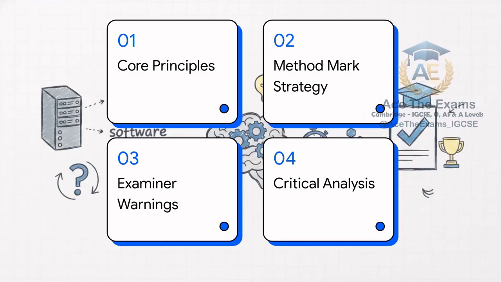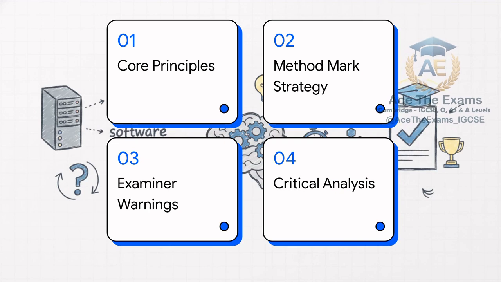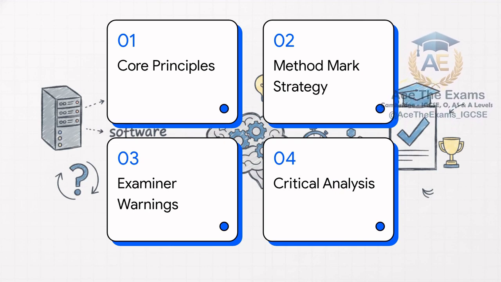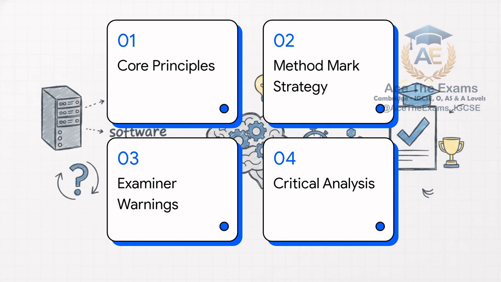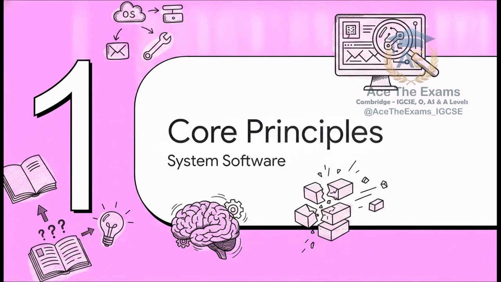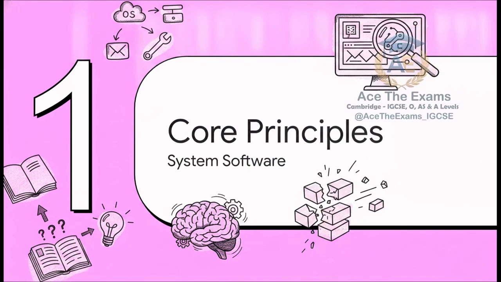So here is our game plan to secure every single one of those marks. We're breaking this down into 4 pillars: core principles, the method mark strategy, examiner warnings, and critical analysis. Let's get into it. Starting off with Section 1, Core System Software Principles.